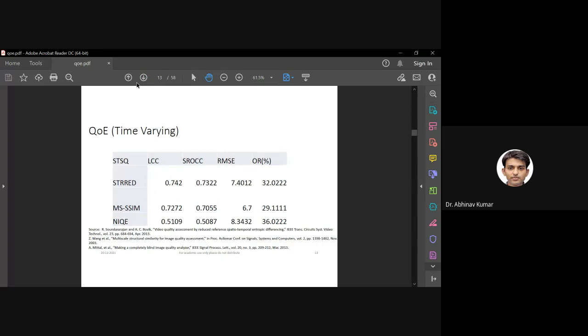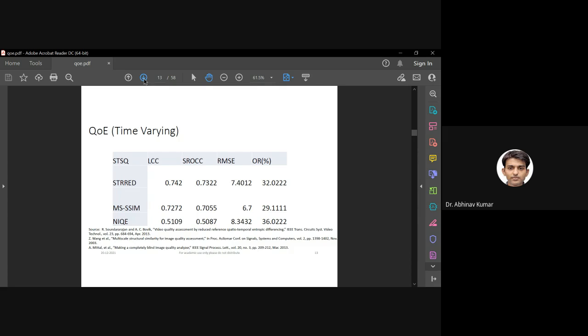Now, in terms of performance metrics like RMSE, SROCC, or LCC, as you see here, there were existing works like STRRED, SSIM, NIQE, and there was reasonable performance. It's not that they were not able to capture the video quality; they are able to capture the video quality reasonably well in these works.